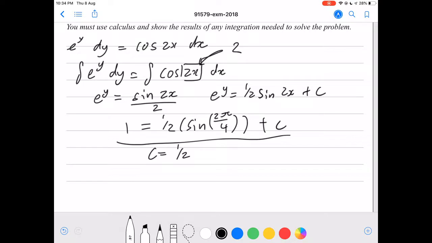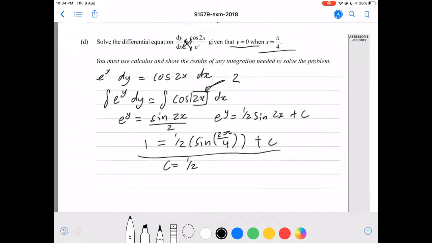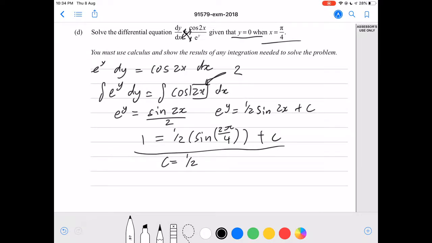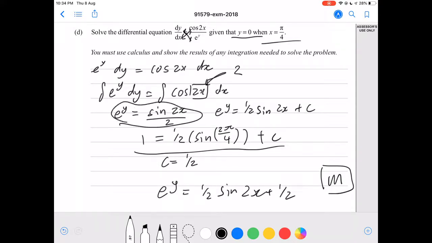So therefore, your final equation, which I was asking you to solve, is e to the power of y equals 1/2 of sine 2x plus 1/2. You can just leave your answer like this and you'll get a merit grade. To get an achieved grade, you're looking for a correct integration. So up to here, that's an achieved.